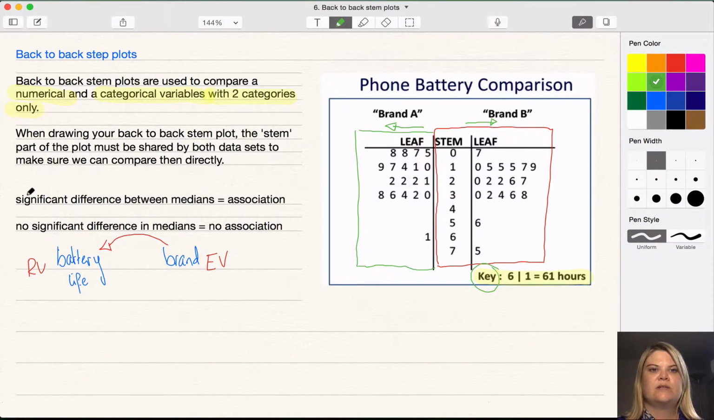What we're looking for here is a significant difference between medians, and then we can say there is an association between the two variables. No significant difference in the medians is no association again.